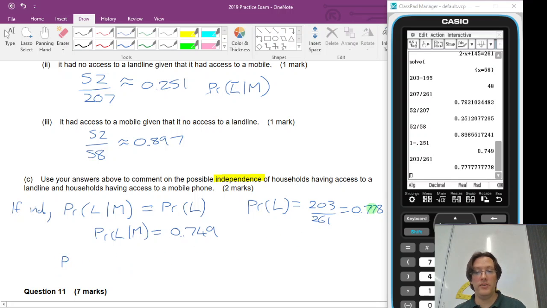So if these had at least 2 decimal points that were the same, then I would be inclined to think that, yeah, they're probably independent, or they're close enough to being equal. But the probability of that given that does not equal the probability of a landline, therefore they are not independent.